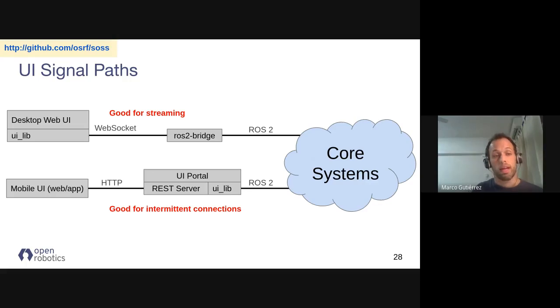We also provide UI signal paths. For streaming, we use the WebSocket with the ROS2 bridge to connect to the ROS2 core system. And for intermittent connection, there's an HTTP REST server connecting to the core system. And then there's an operations dashboard. Currently, this dashboard is in transition.